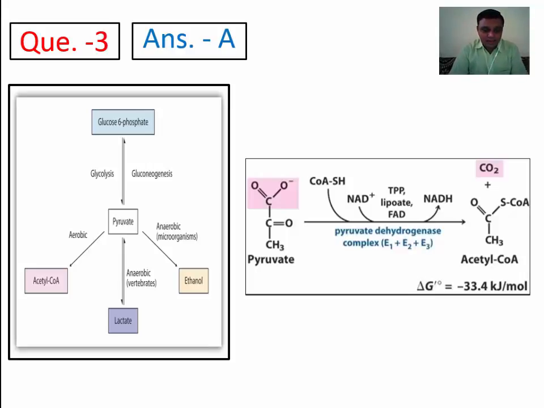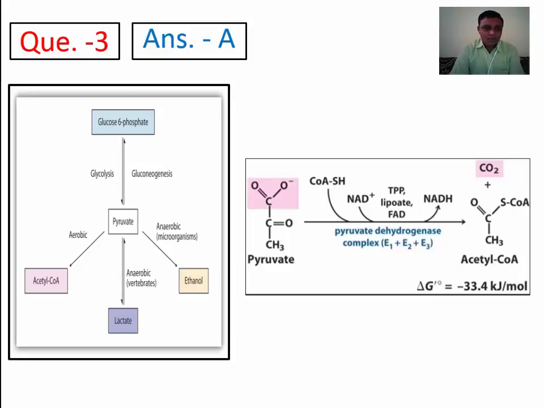Next one is: increased pyruvate and lactate are found in deficiency of. After glycolysis, there will be synthesis of pyruvate, and it may be converted into acetyl-CoA by aerobic glycolysis, lactate in case of anaerobic glycolysis, and in case of microorganisms it may be fermented to ethanol. But we talk about the vertebrates only.